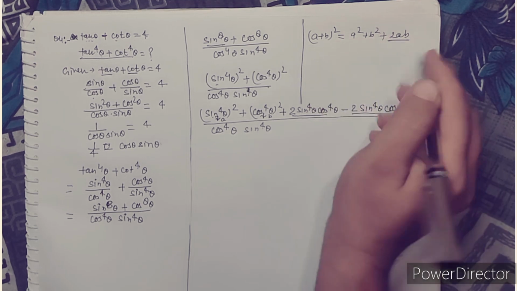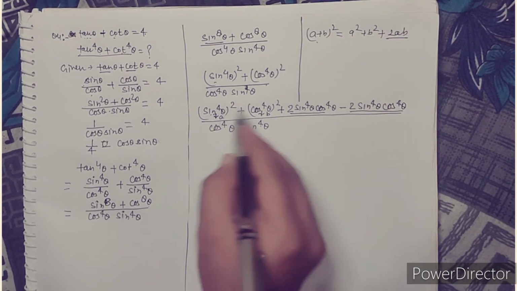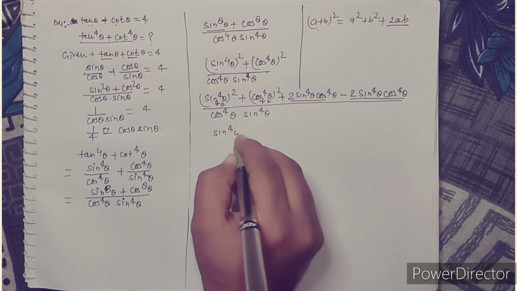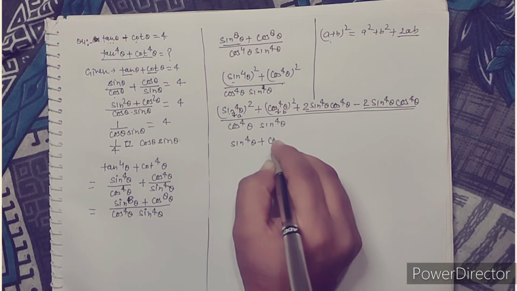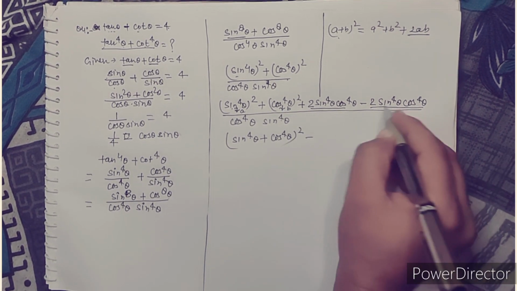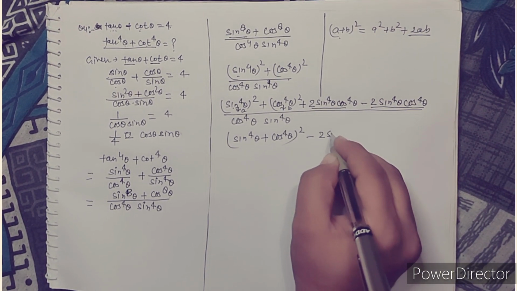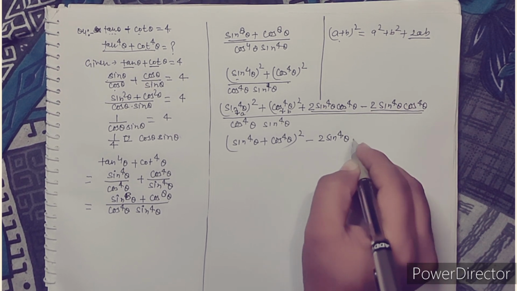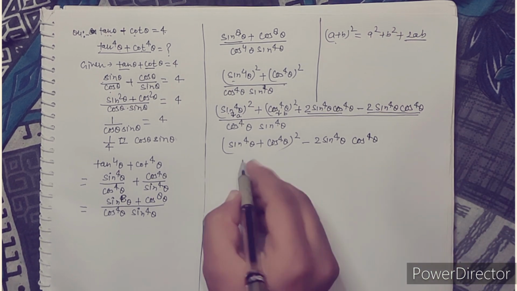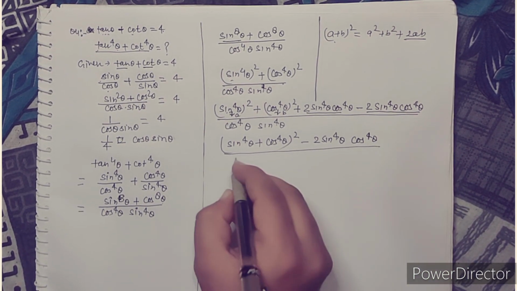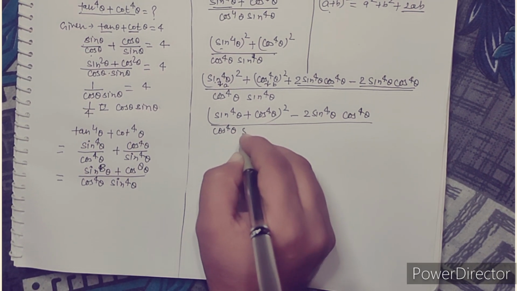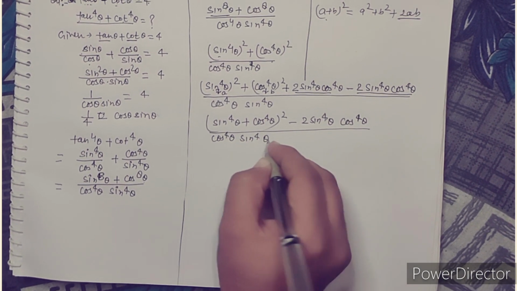It is the formula of a square, (a + b) whole square. So we can write here (sin^4 θ + cos^4 θ) whole square, and this will be minus 2 sin^4 θ into cos^4 θ, upon cos^4 θ into sin^4 θ.